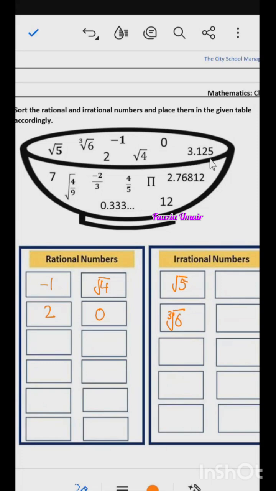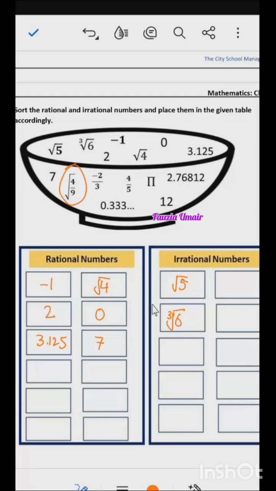3.125. Hashim, 3.125. 3.125 is rational. The next is 7. I want somebody else to answer. Those who can answer these questions, please raise your hand so that I can keep asking. So Zoya, what is 7? Rational. Tathir, what about 4 by 9? Square root of 4 by 9.